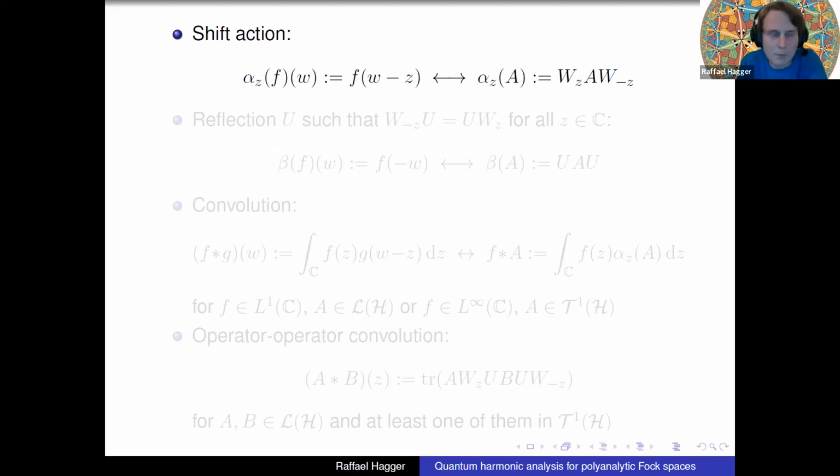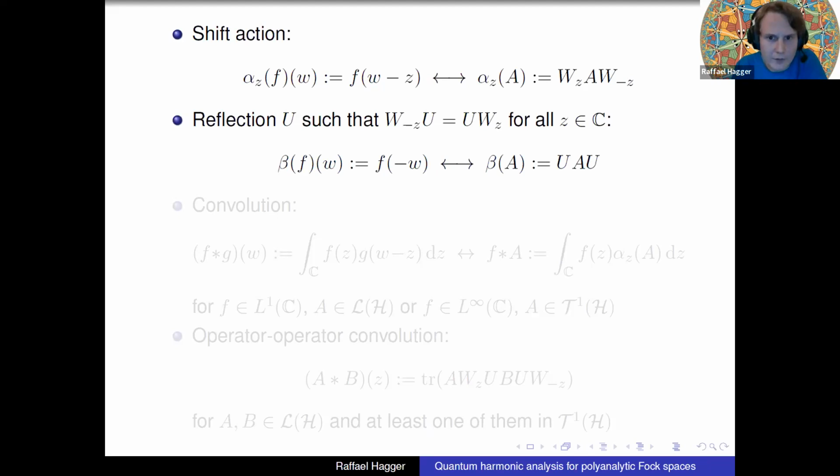So in order to define, for example, a convolution, if you think of a convolution, what do you need? You need to know how to shift a function. So on the operator side, you need to know how to shift an operator. And that works like this. On the function side, you just have a shift, and that's the corresponding thing on the operator side. So you put your Weyl operators from the left and from the right. This is, in fact, the inverse of this one, and this then acts as a shift on your operators.